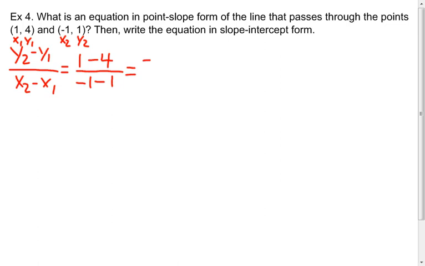1 minus 4 is negative 3. Negative 1 minus 1 is negative 2. And I get that my slope is positive 3/2. Okay? Don't forget, I'm starting with point-slope form. So I'll write that down again for you.